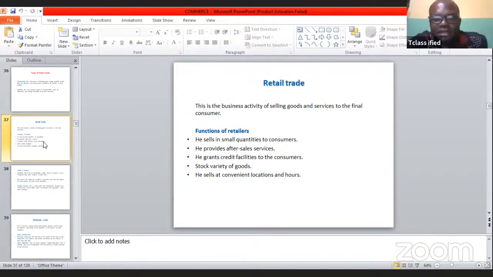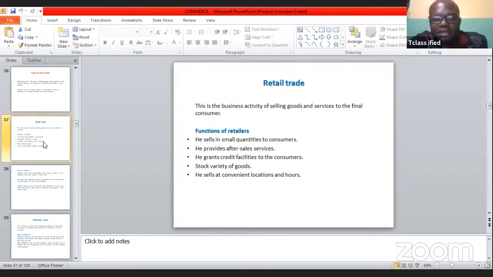Now, what is retail trade? This is the business activity of selling goods and services to the final consumer. What are the functions of these retailers? He sells in small quantities to the consumers so that the consumers can afford them. He provides after-sales services. He grants credit facility to the consumer. He can sell on credit, later they'll pay.